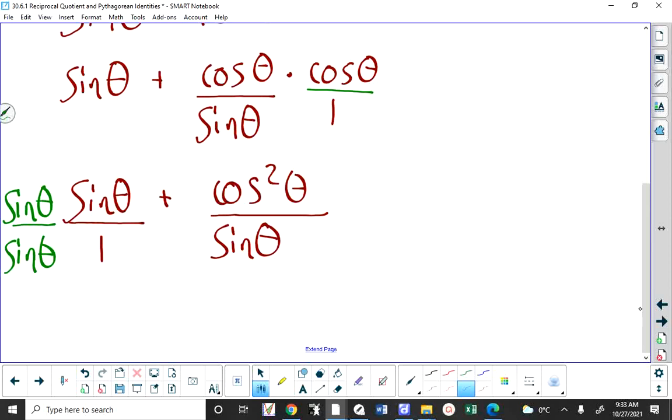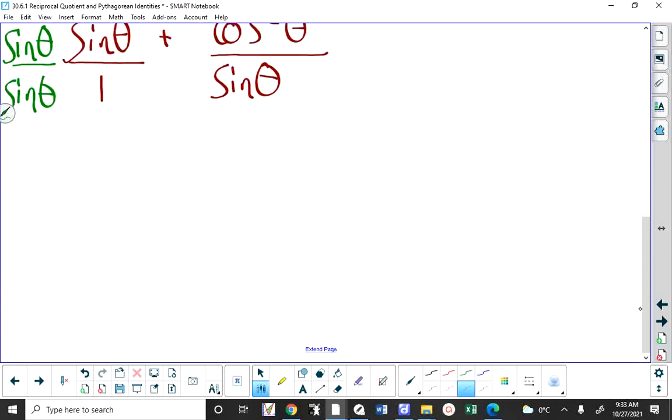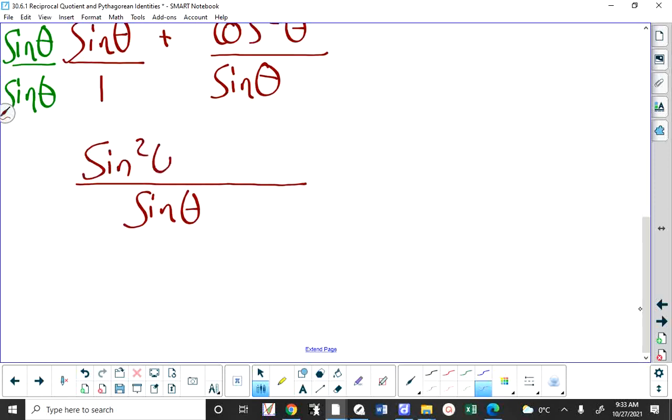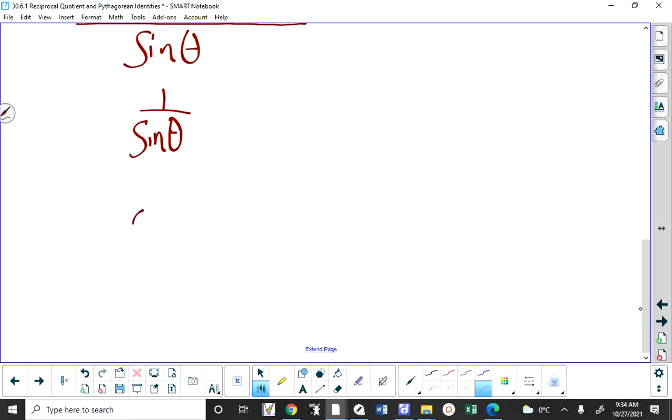Now I can put these together. How many of you see where this is going? As soon as you start to imagine putting them together, what you're going to see is that this will be over sine of theta. And in the numerator, we have sine squared of theta plus cos squared of theta. That should pop in your brain as being 1. Sine squared plus cos squared is 1. So we're left with 1 over sine of theta, which means that the answer is cosecant of theta.